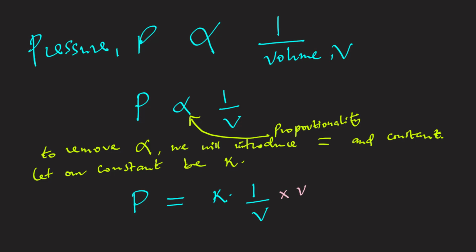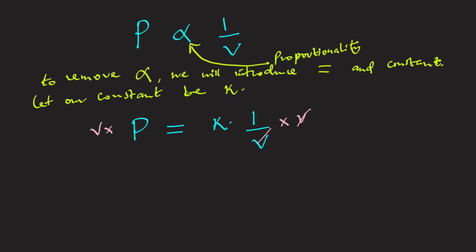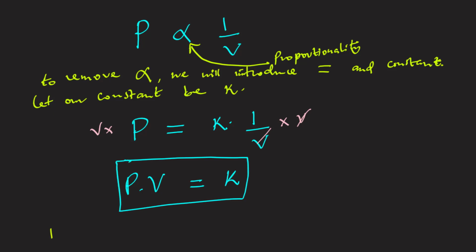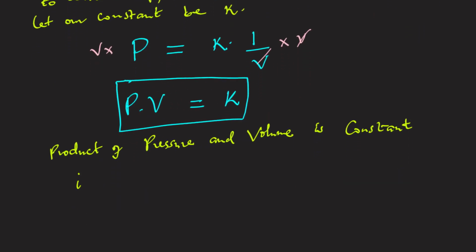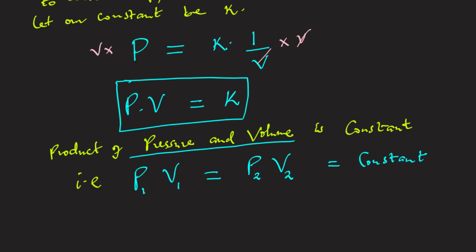Therefore, if we multiply both sides by V, the V and the V will cancel out, and we will have P multiplied by V equals K. Therefore, the product of pressure and volume is a constant. This tells us that when you have any two pairs of pressure and volume, when the two are multiplied, there will always be a constant.